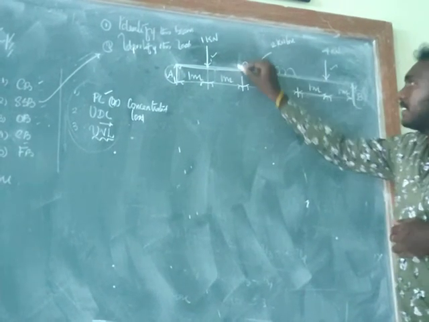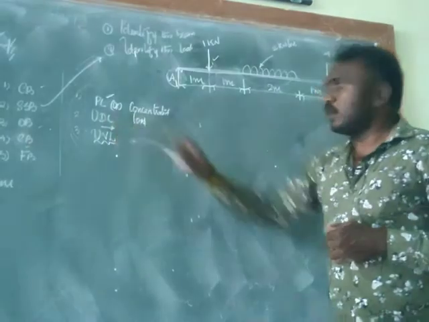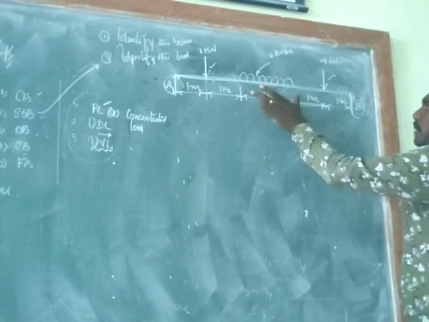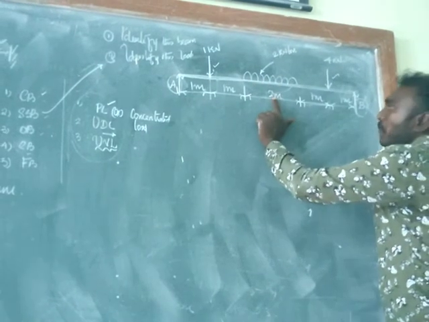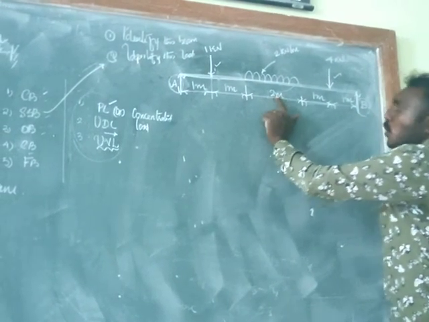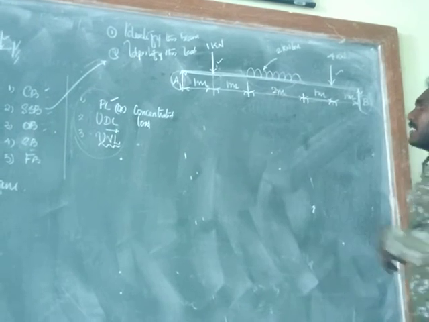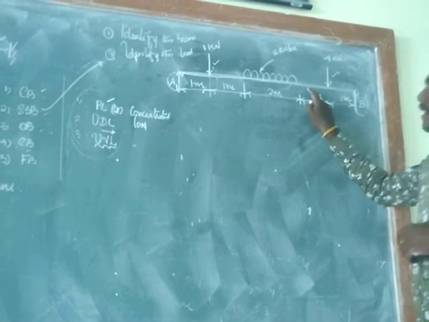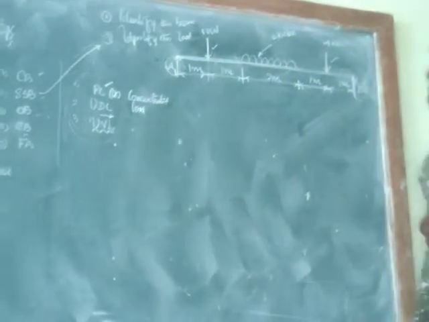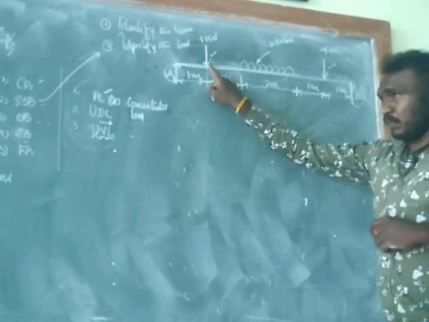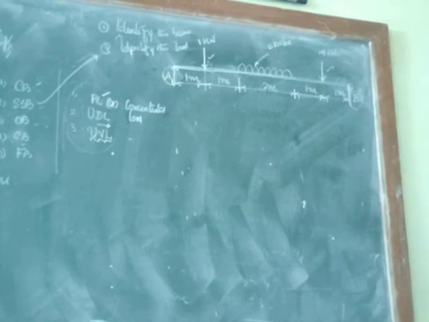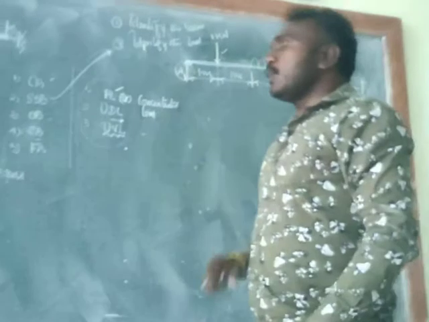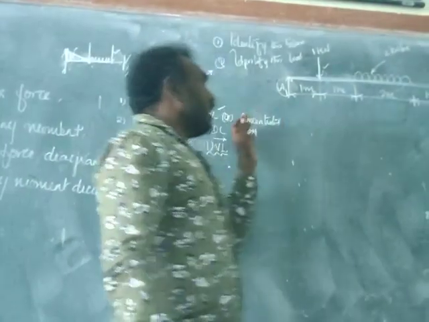What is this? This is a uniformly distributed load, UDL. Why do we call it uniformly distributed load? The load is distributed over a period of 2 meters. In this problem, they are not giving a uniformly varying load. Only 2 point loads and 1 uniformly distributed load are given. In this problem, we are going to draw the shear force diagram and bending moment diagram.